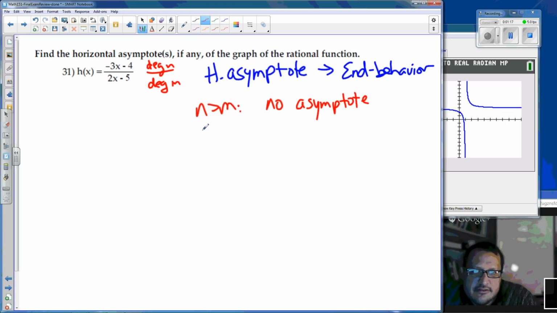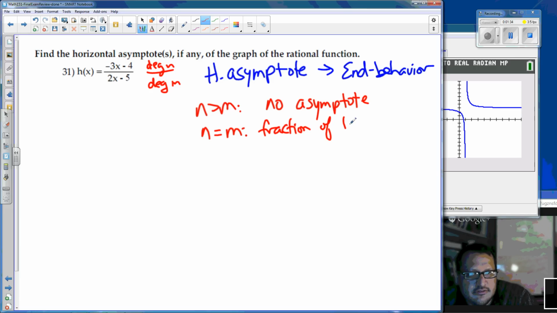When n is equal to m, we ignore everything except the leading coefficients, and we take that fraction, the fraction of the leading coefficients. It means the bottom and top are growing at the same order, the same magnitude, and so we just look at that ratio.